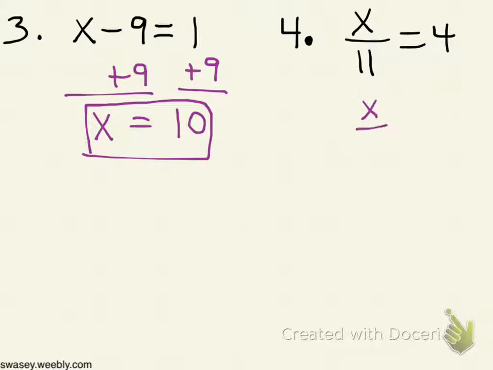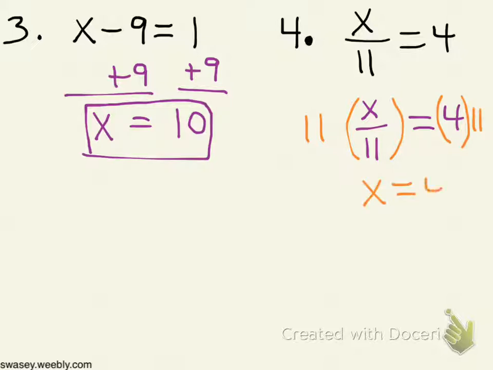On 4, to get rid of division by 11, because the fraction bar means divide, we multiply. The opposite of division is multiplication, so we'll multiply both sides by 11. So x equals 44.